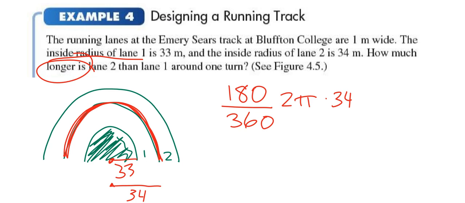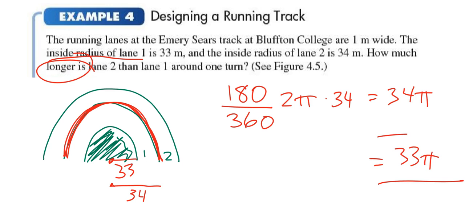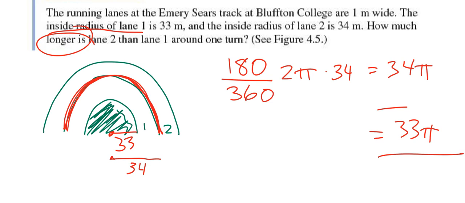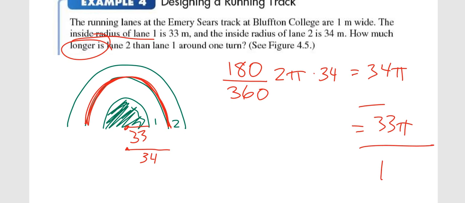See, a lot of good answers here. A lot of you got the larger, the inside of lane 2, to be 34 pi. You did the exact same thing with the smaller one, and you got 33 pi. And then you knew that you were supposed to subtract them, and so what did you end up with? 1 pi. Wait, wouldn't it just be 1 though? Why would you have the pi? Because the pi's cancel out.